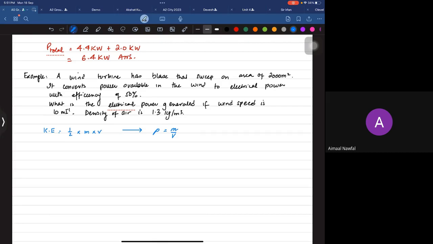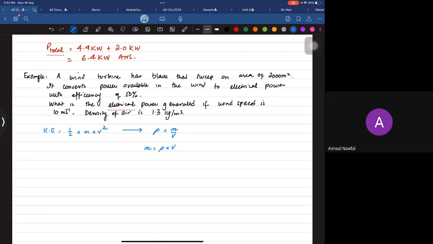Okay. Now think about it this way. Sir, why did you write the v squared in the kinetic energy? I forgot. Sorry. Is it clear? Now, in this same formula, if I have to find the mass, I need to multiply density with volume. Correct? But now we need to understand that we do not have volume, right?